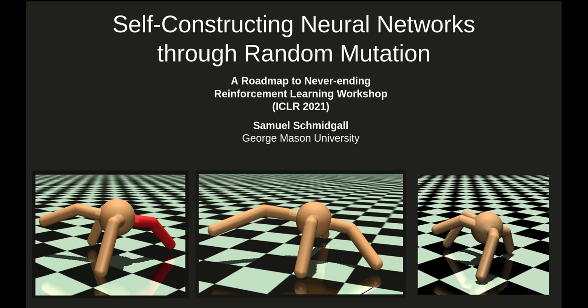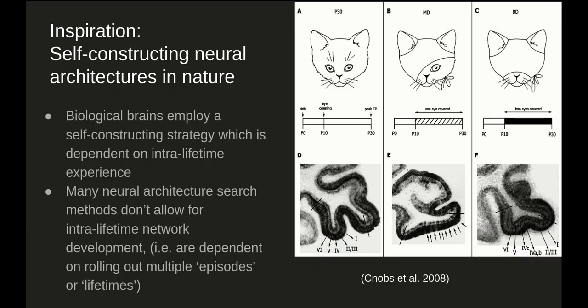Hello, my name is Samuel Schmidtke, and this work is on self-constructing neural networks through random mutation. So the inspiration for this work comes from the idea of self-construction in nature, particularly of the biological brain.